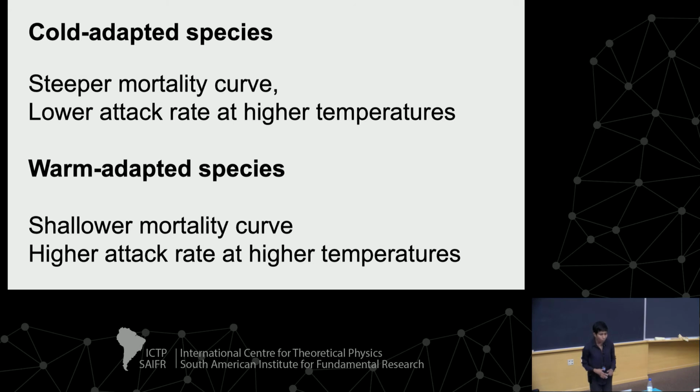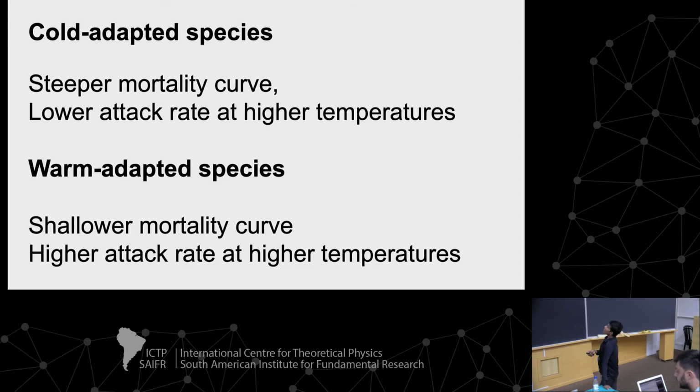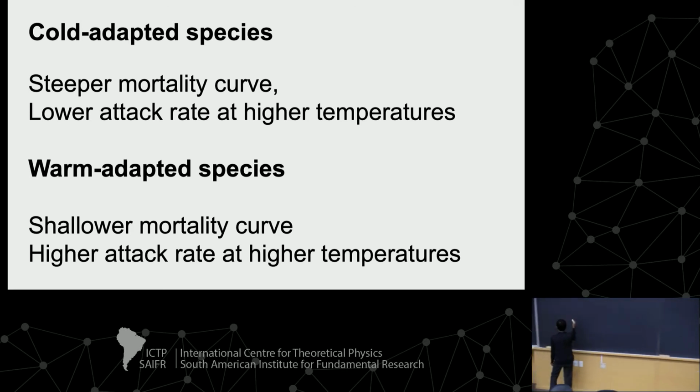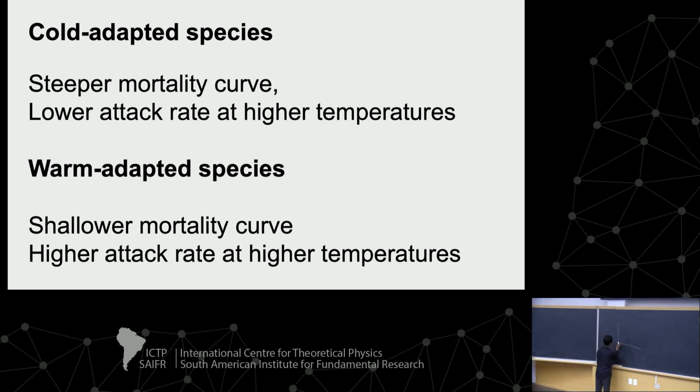Okay, so why does that work? I might have to draw this on the board for you. If you're a cold adapted species, you have a steeper mortality. How many people can draw these things in their heads? A steeper exponential curve and a lower attack rate at higher temperatures. A warm adapted species has a shallower mortality curve and a higher attack rate at higher temperatures. So let's see. What is a steeper mortality curve? A steeper mortality curve is like you go like that, okay? A shallower mortality curve is when you go like that, right?